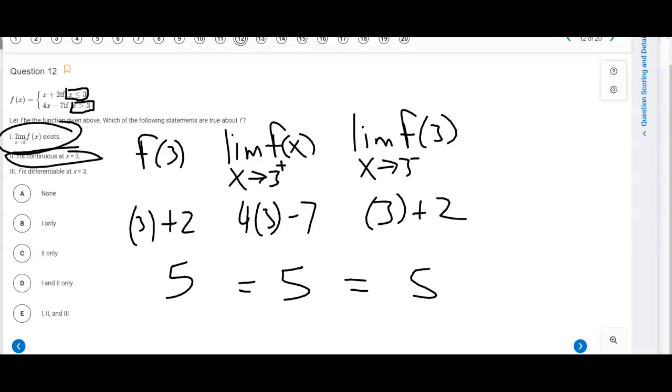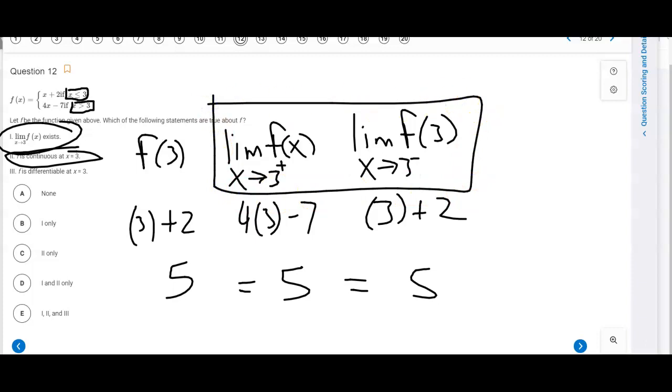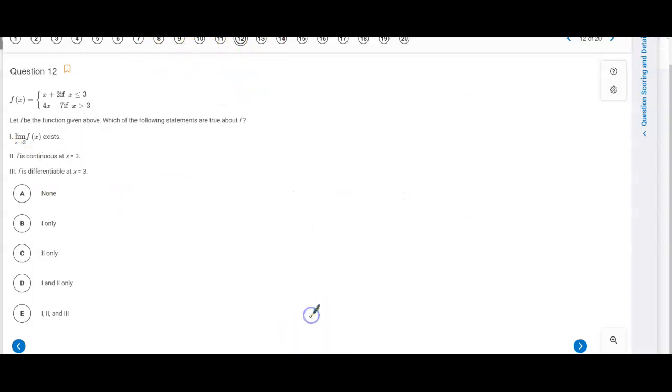Now it's possible that the limit exists even though it's not continuous, but it's not possible for it to be continuous without the limit existing. If these two were the same but not this one, then that would mean that the limit exists even though it's not continuous. But since all three are equal, that means it's continuous and the limit exists. All right. So we already know that options 1 and 2 are possibilities.